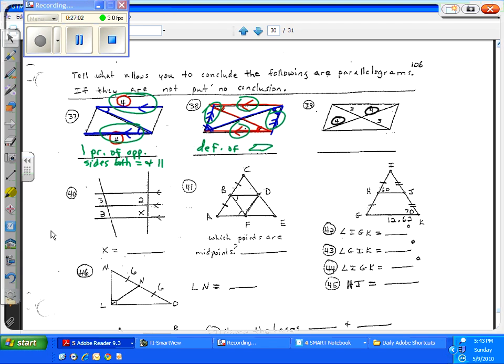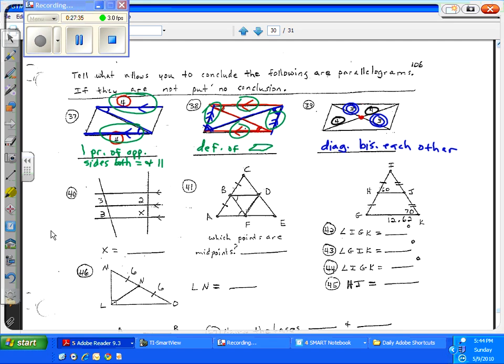Here we have a 4 and a 4, and so this must be the midpoint, that the one diagonal bisected that one. This is 3 and 3, so this diagonal got bisected also. The diagonals bisect each other, which proves it is a parallelogram. Any questions on 37, 38, 39?